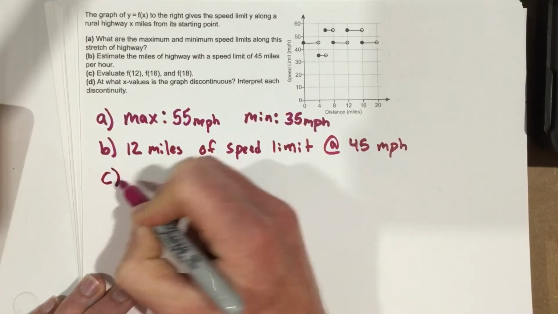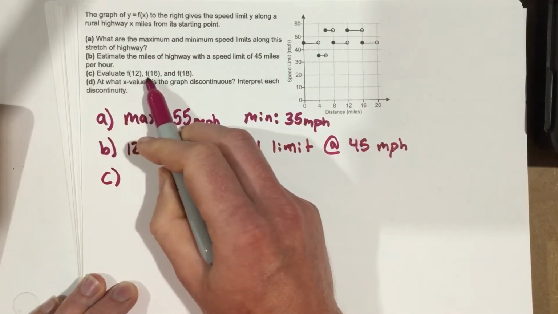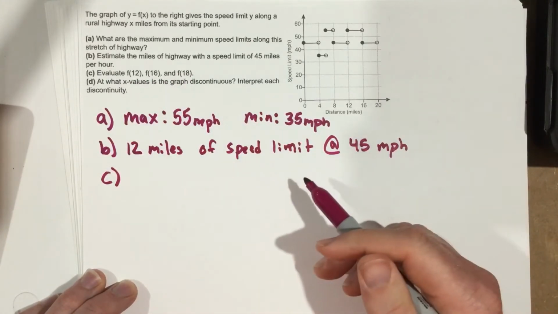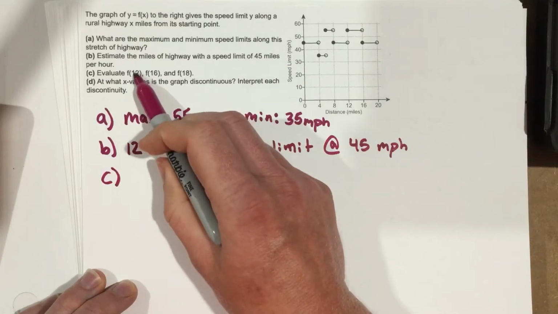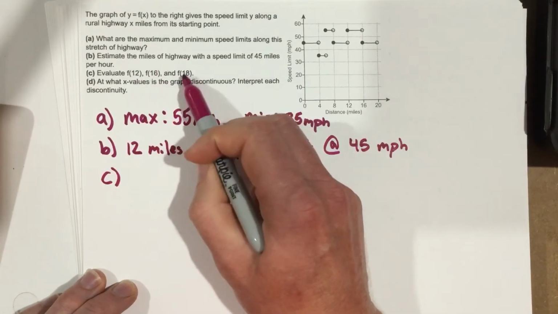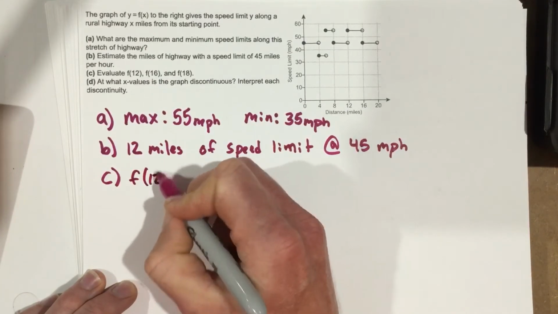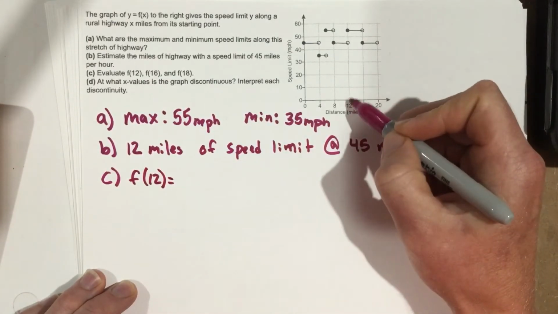Part C. Evaluate f of 12, f of 16, f of 18. Now remember 12, 16, and 18, that's miles. So that's telling us the mile markers, and then they're asking for the speed. So f of 12 equals, we go to 12, we go up.